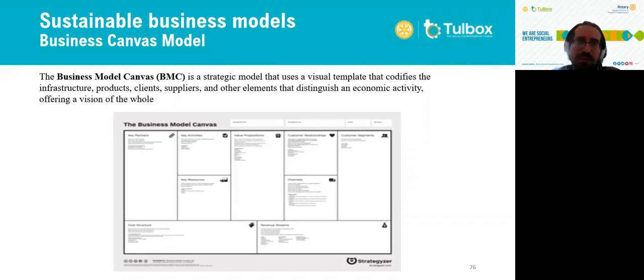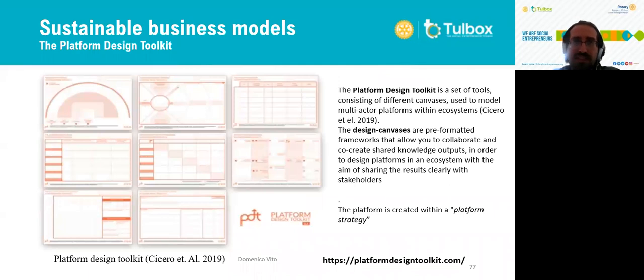But together with that, I want to present also other tools. From the business canvas model, this Italian group of colleagues have developed the Platform Design Toolkit, that originally was designed for building IT platforms and to understand the ecosystem of users, but can be very well adapted, for example, to design new businesses that consider the different dimensions that we saw before. So the environmental, social, and economic, but also participative dimension.